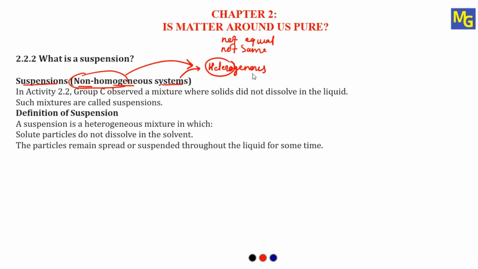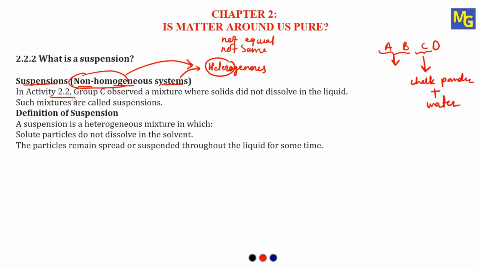What we are going to study here, we have to study with the help of activity 2.2. You may have seen in activity 2.2, the whole class was divided into four groups, that is A, B, C and D. A and B groups used copper sulfate crystals in water, and C group used chalk powder or flour in water. So remember, C group prepared a solution of chalk powder or flour in water. This mixture is called a suspension. With the help of this, we will study today's topic.